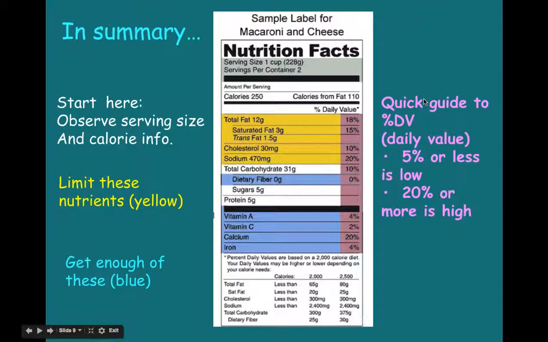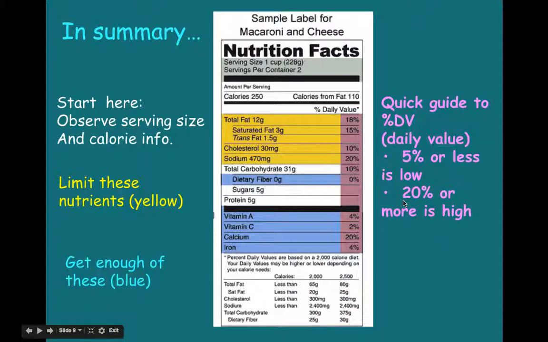Okay. So remember, there's a quick guide to your percentage of daily value. It's the 5-20 rule. If there's 5% or less in a product, it's a low value, and that can be good if it's sodium or cholesterol, or that could be bad if it's, let's say, fiber. Okay, you should be eating something with fiber in it.